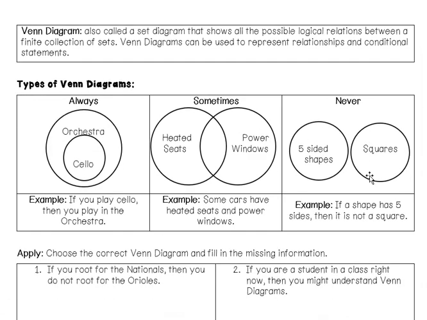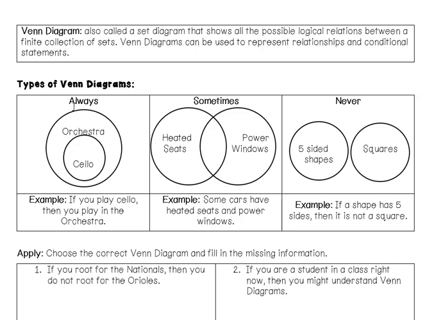We're going to now look at different types of Venn diagrams. A Venn diagram is also called a set diagram, and it shows all the possible logical relations between a finite collection of sets. Finite means it's a limited amount of things, so we're keeping them contained in their different sets. Venn diagrams can be used to represent relationships and conditional statements.